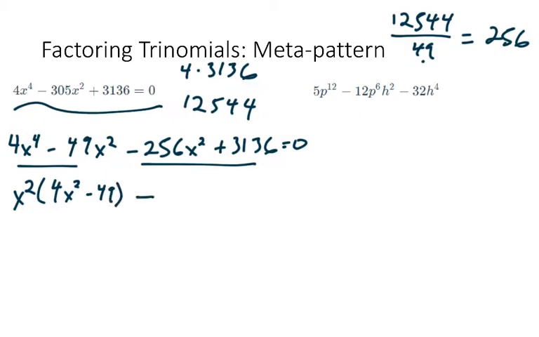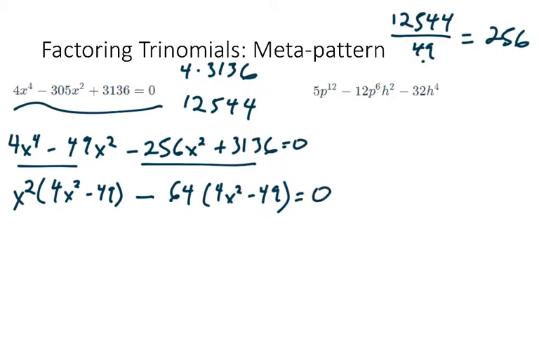Minus. Now I'm not going to quite pull all the 256 out because I want to end up, remember, with one that looks like this. So what's 256 divided by 4? Well, that's going to be 64. And I can check that to make sure this is actually going to work by multiplying negative 64 times negative 49, and negative 64 times negative 49 is 3136. So that actually does work.